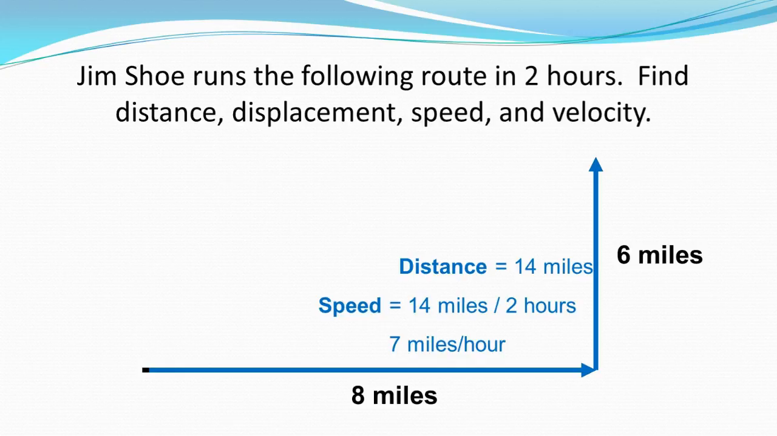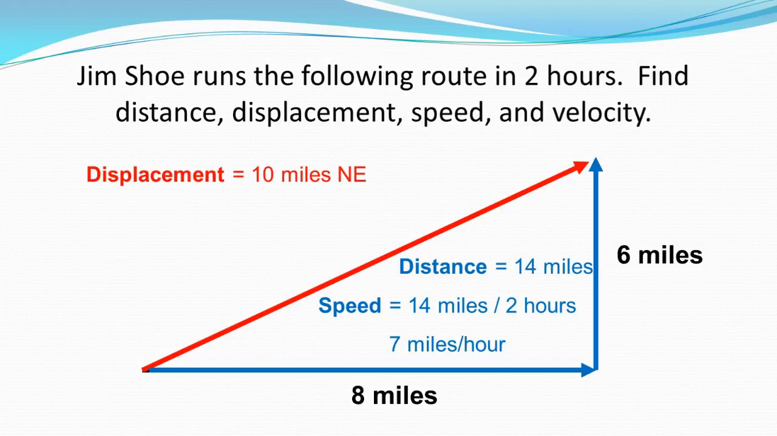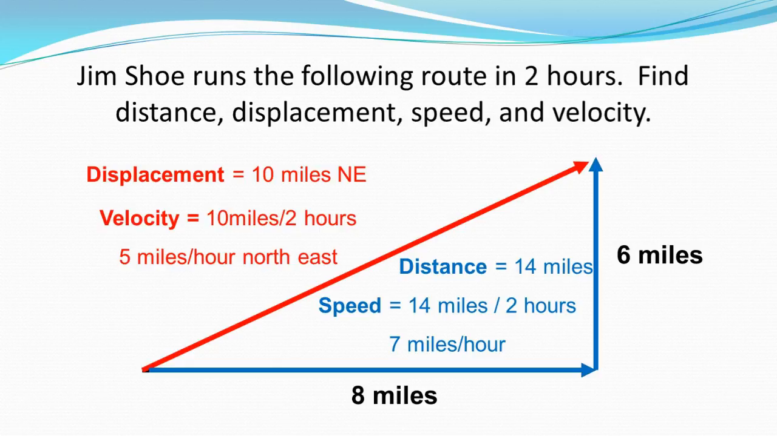Displacement is the straight line distance between where you start and where you end. In this case, if I'm looking at a triangle, it's my hypotenuse. A little basic trig would tell me that displacement is 10 miles, 10 miles northeast, because he went 8 miles east, 6 miles north. I need a direction and a magnitude. So to find the velocity, I take the total displacement, 10 miles, divided by the total time to get 5 miles per hour in the northeast direction.